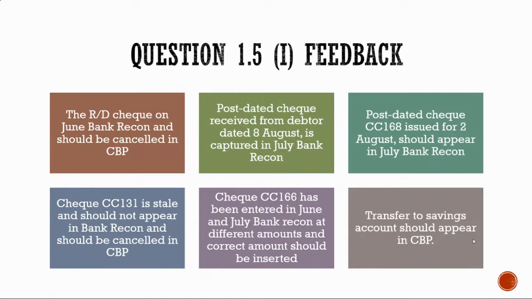Then check C131 is stale and should not appear in your bank recon and should have been cancelled. And then check 166 has been entered in June and July at different amounts. Okay, so that's one we missed. So we missed that the amounts for check CC166: in the one it's been captured for 3,100, and the other one it's been captured for 13,100. Okay, so that's one we've missed. And then the transfer to your savings account shouldn't appear in your cash book payments. Okay, so those were the main errors.